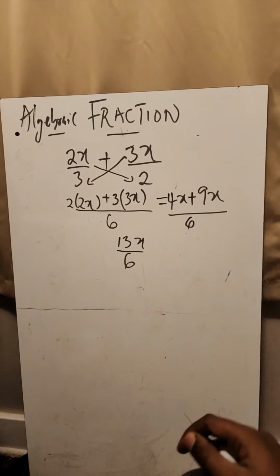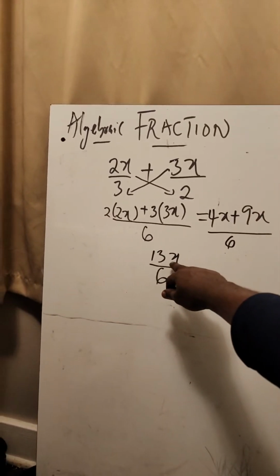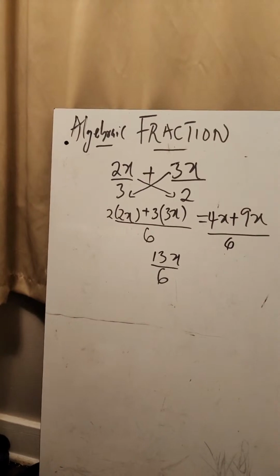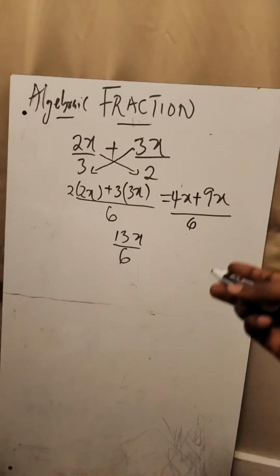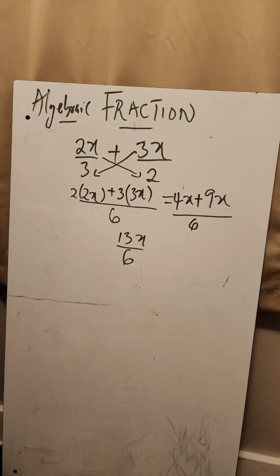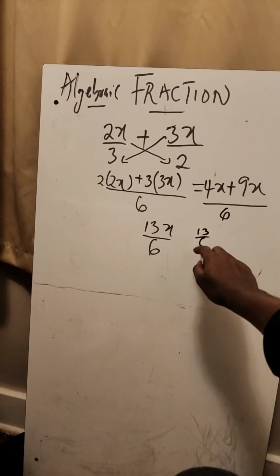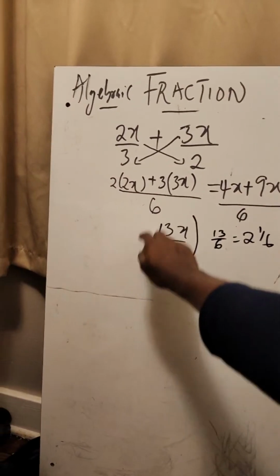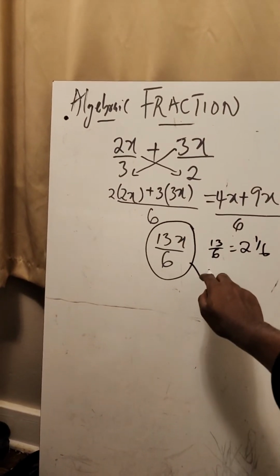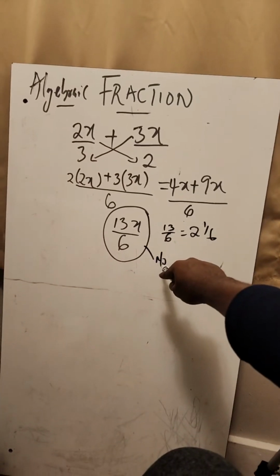The answer to this is no. Why? Because this is not just 13 over 6. If you have just 13 over 6, you can simplify it as 2 whole number 1 over 6. But in this case, no. This is where you stop. You can't simplify this further.